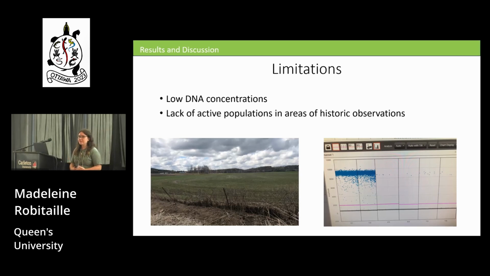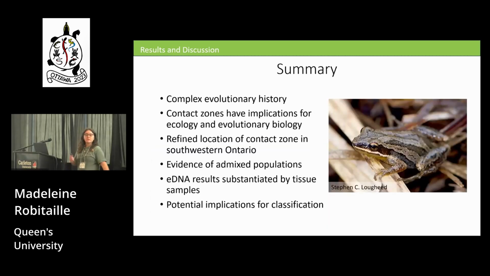This is a particular concern because in our experience, chorus frogs live in very close proximity to urban areas, and so they might be susceptible to this development and urbanization. So in summary, chorus frogs have a very complex evolutionary history.